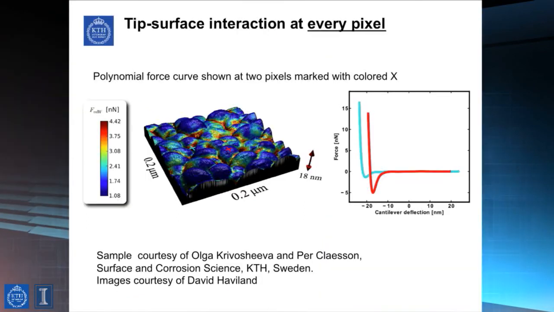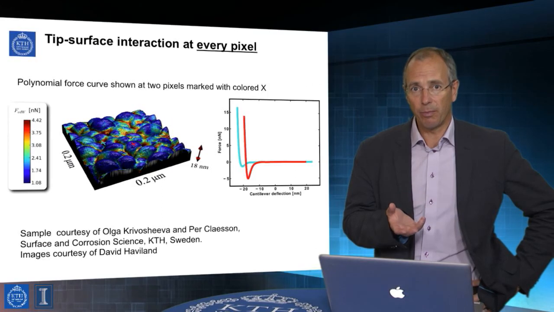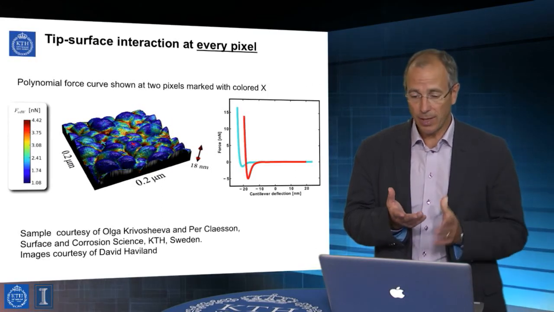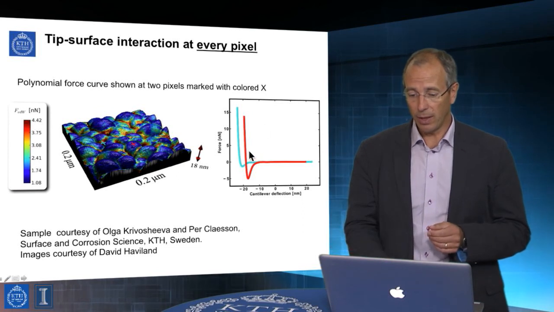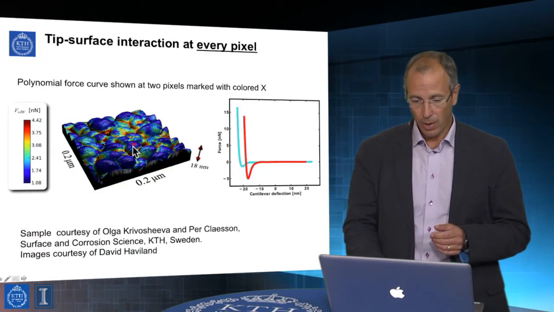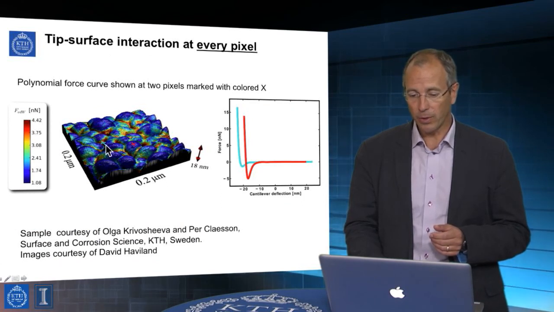So here's an image showing the sort of contrast that you can get. In this case it's nanoparticles or microparticles coated with a protein, a sample that comes from Per Claesson at Surface and Corrosion Science. David's applied his intermodulation technique to that. You can see the topography, but then from this dynamic interaction, he's extracted the force profile, the interaction of the surface with the tip as a function of separation, which you can see in the red and blue curves here, which correspond to these two different points on the surface.